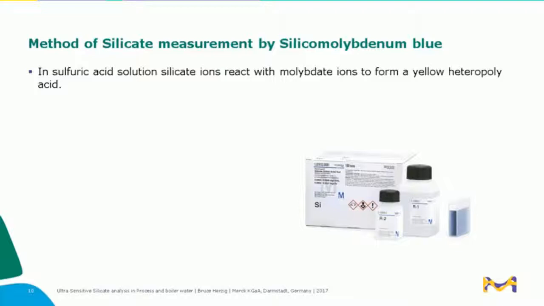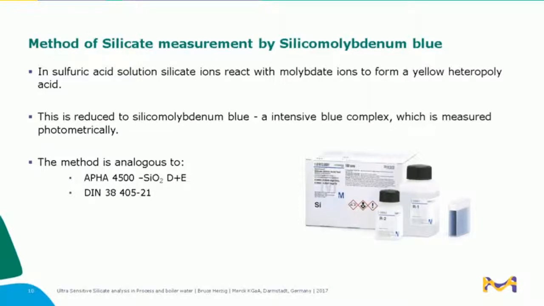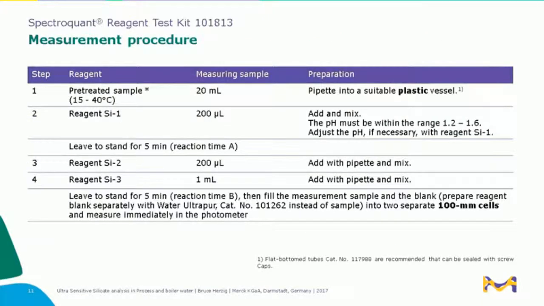So the way this method works is in sulfuric acid solution, silicate ions react with the molybdate ions to form a yellow heteropoly acid. This is reduced to silicon-molybdenum blue and forms an intensive blue complex, which can be measured photometrically. The method is analogous to APHA 4500, DIN 38405-21, ASTM D859-10.